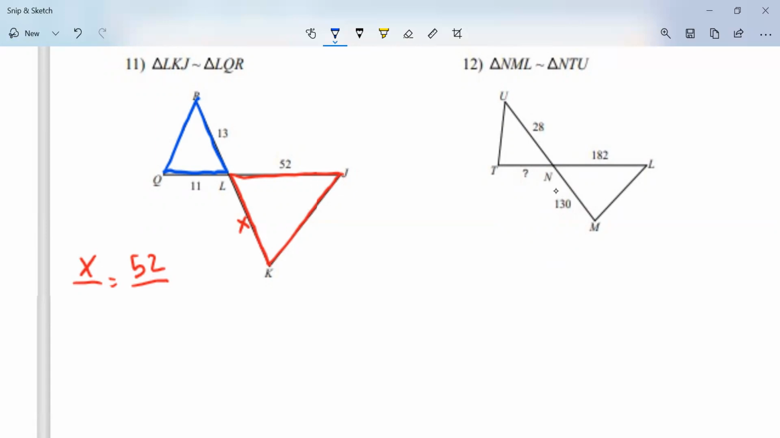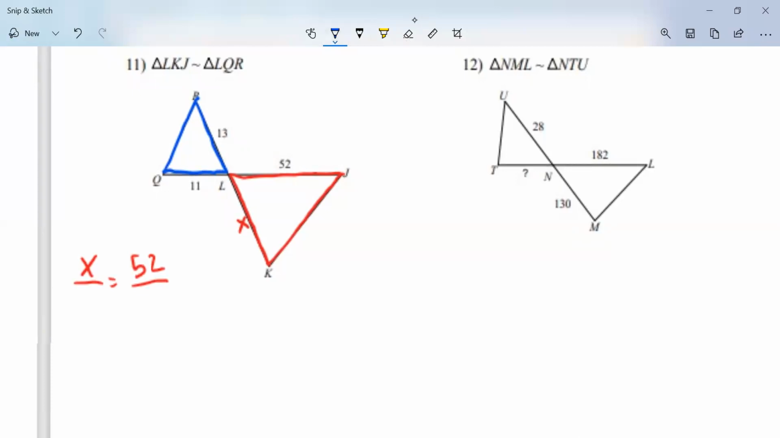I'm comparing the length. Now, don't think that they go this way all the time. Don't think the 11 goes with the x and the 13 goes with the 52 all the time, because I could also have the 11 going with 52 and 13 going with x. You don't know if the red triangle, I flipped it or not. So I cannot say they always go one way or the other. Instead, I'm going to use a notation.